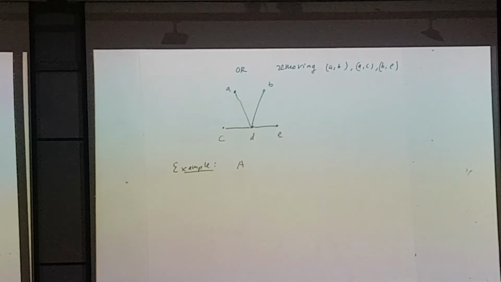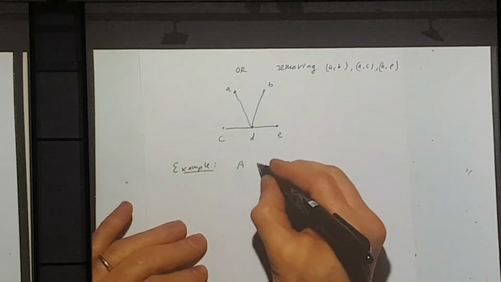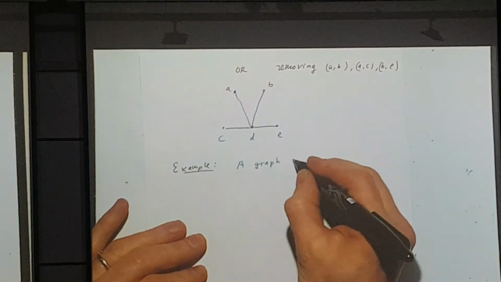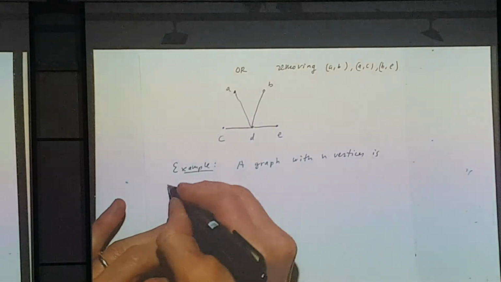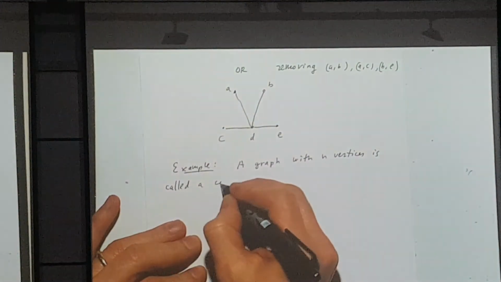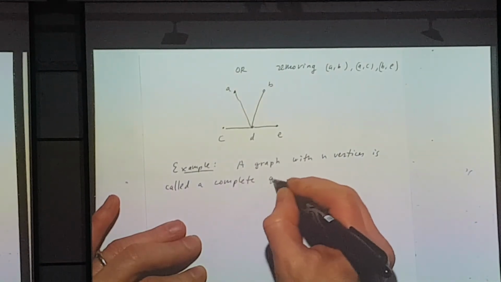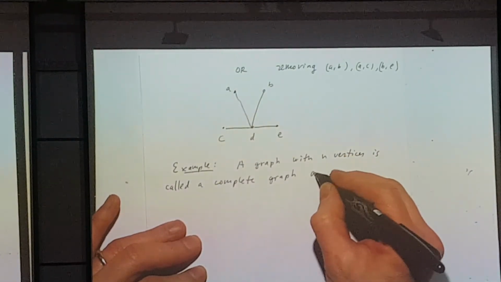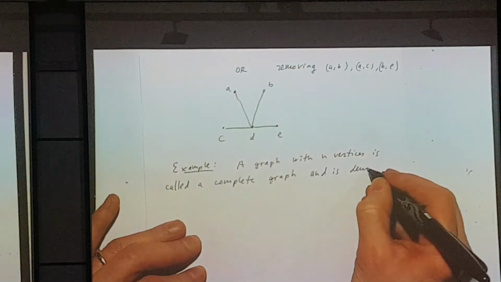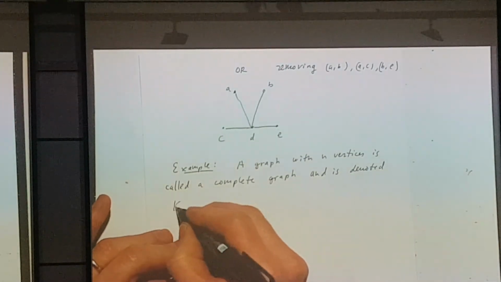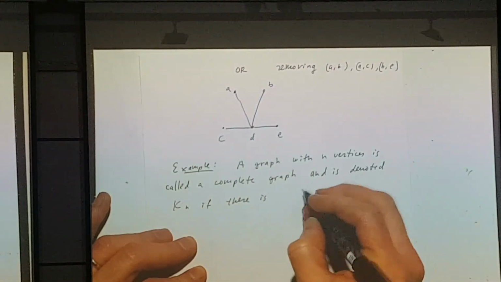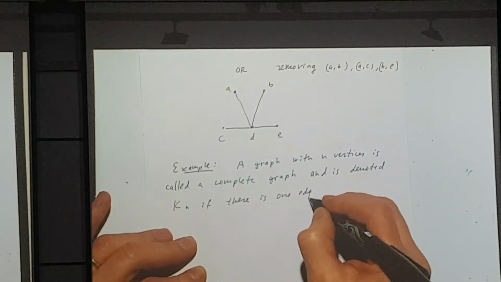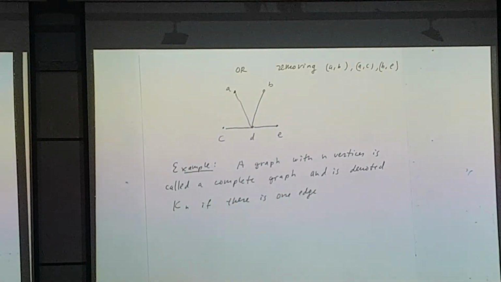Here I'll talk about complete graphs. I don't think they were mentioned yet in this course. So I'll start with the definition. A graph with n vertices is called a complete graph and is denoted as K sub n if there is one edge between every pair of distinct vertices.